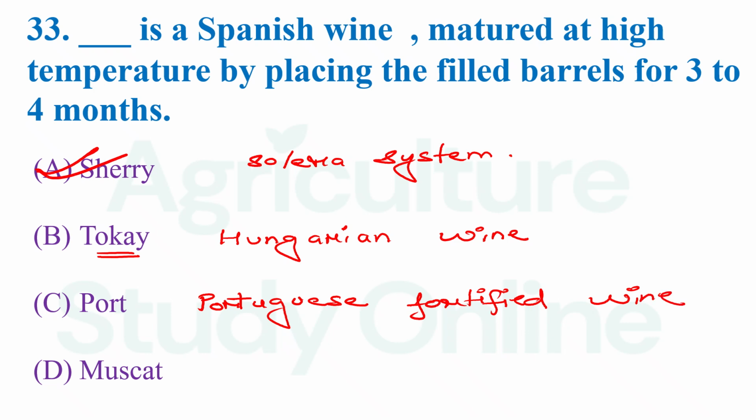Next, Muscat. It is a grape variety which is globally used. So this is not a wine, we can say it's a grape variety. So correct option is sherry.